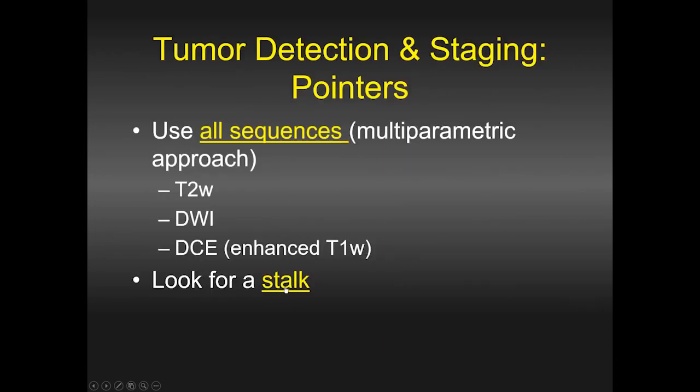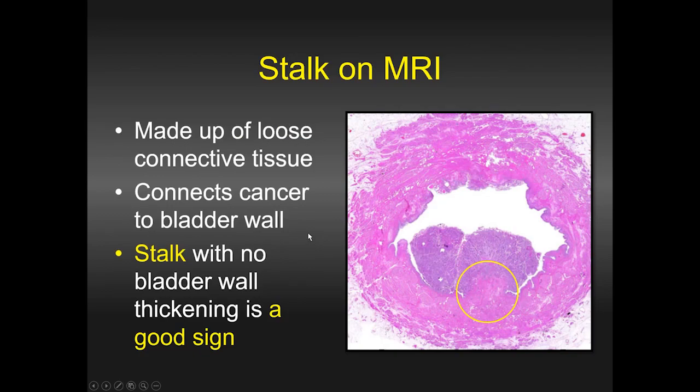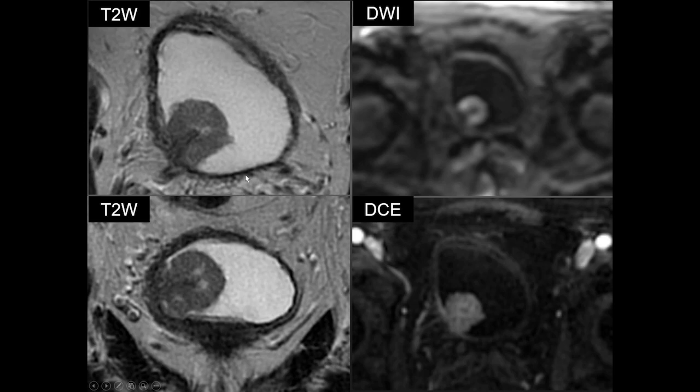Now the second thing is to look for a stalk. Having a stalk is a good sign. The stalk is made up of loose connective tissue. Here is a papillary lesion projecting into the lumen, and you can see the stalk on the histopathologic analysis. So the stalk connects the cancer to the bladder wall. If you have a stalk in a bladder cancer with no adjacent bladder wall thickening, that's a good sign, and that indicates that the tumor is not invading the muscle. So let me show you some examples of that.